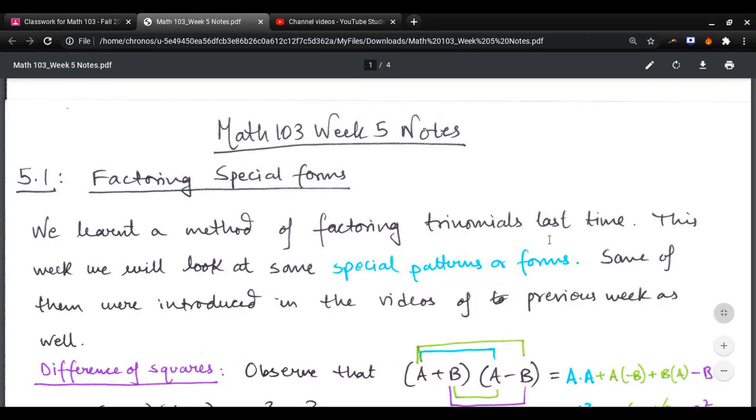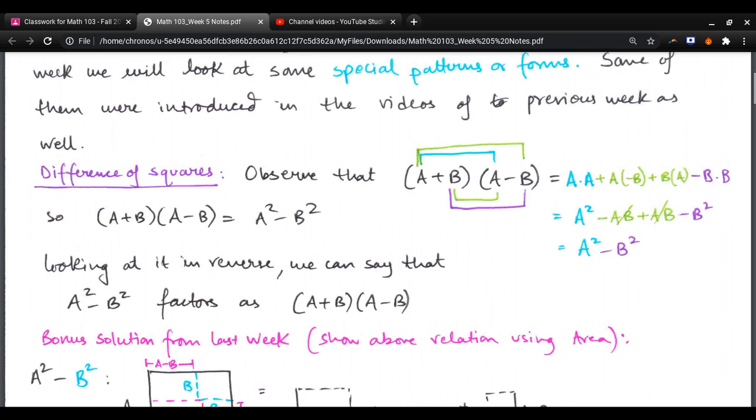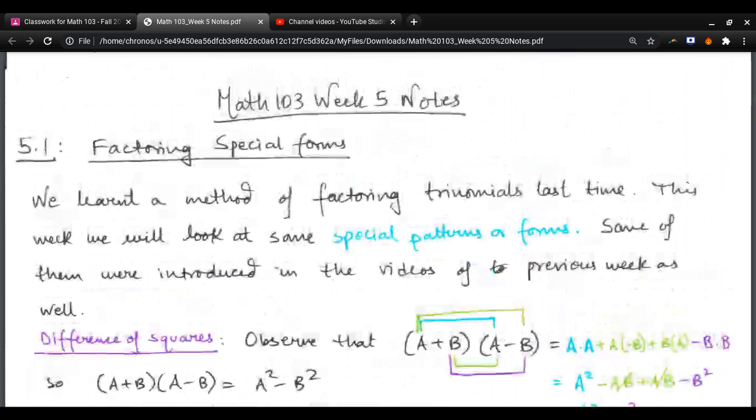Okay, this week we're going to continue working on factoring. We have looked at how to use the GCF to factor. We also looked at grouping. And then lastly, we worked with trinomials, which can be factored by splitting the middle term.